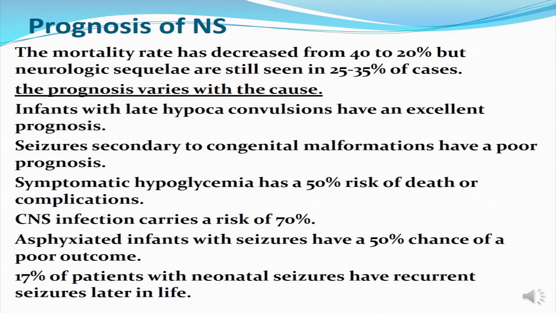The prognosis of neonatal seizure: the mortality rate has decreased from 40 to 20%, but the neurological sequelae are still high, about 25 to 35% of cases. The prognosis depends on the cause. For example, infants with late hypocalcemic convulsion have an excellent prognosis, 100% improvement. Seizure secondary to congenital malformations has a poor prognosis. Symptomatic hypoglycemia has a 50% risk of death or complication.